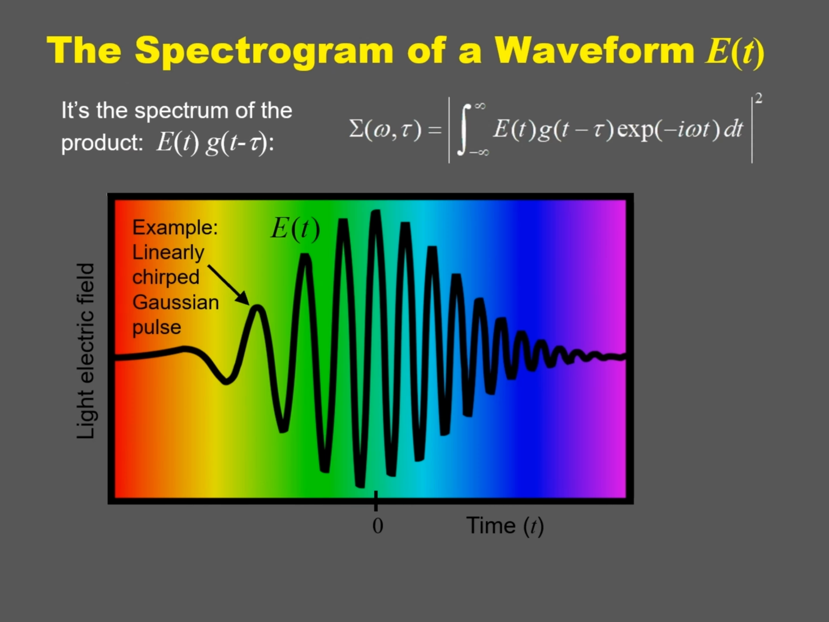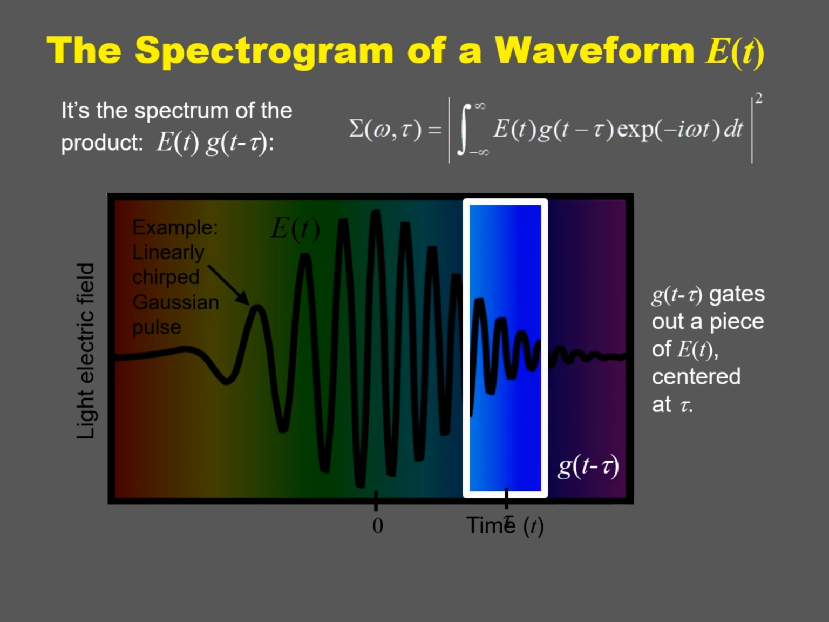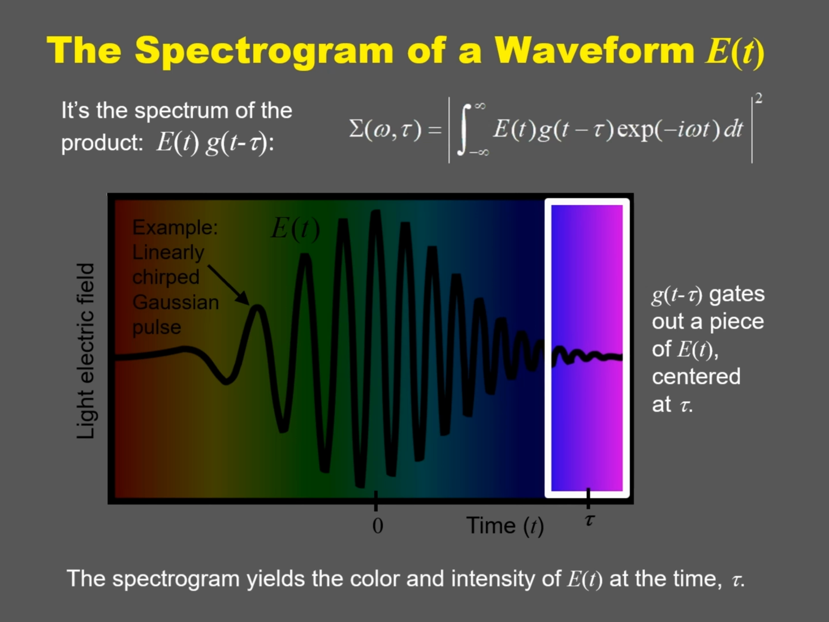It's better to measure spectrograms, the spectrum of the product of E(t) and a variable delay gate function g(t - τ). g(t - τ) gates out a piece of E(t) centered at τ, and we then measure the spectrum of this piece versus delay. The spectrogram yields the color and intensity of E(t) at the time τ.